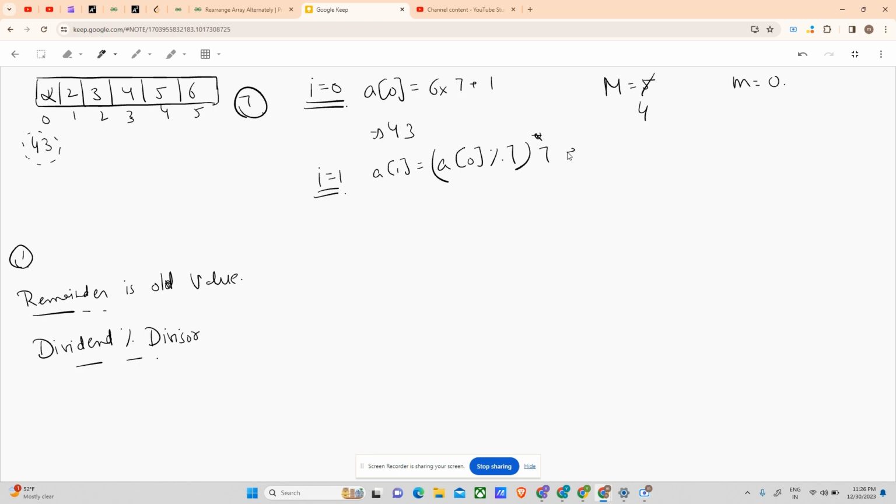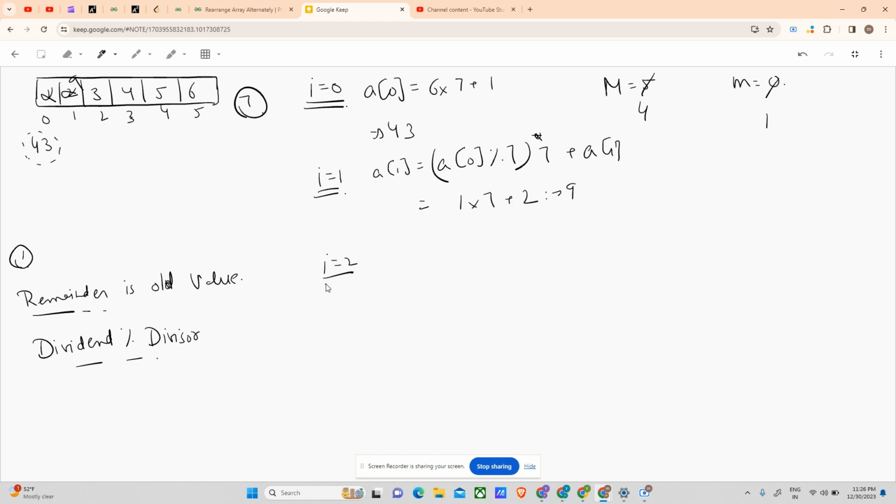Now into 7 plus A of 1, which is equals to A of 0 is now 43, percentile 7 will be 1, into 7 plus A of 1 is 2, that is equals to 9. Change it to 9, increment M and move further.